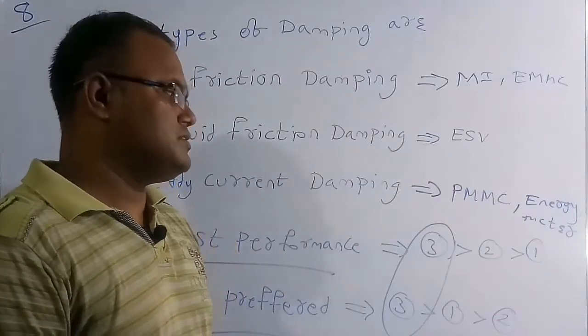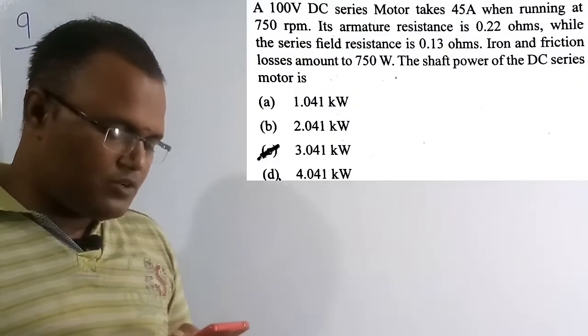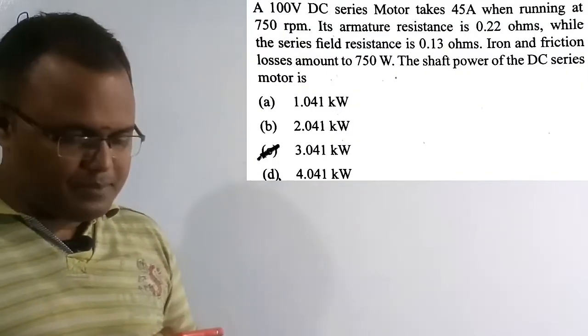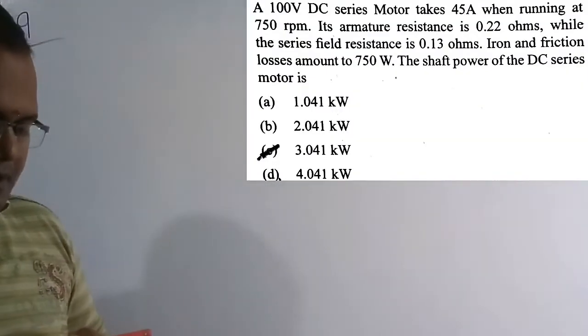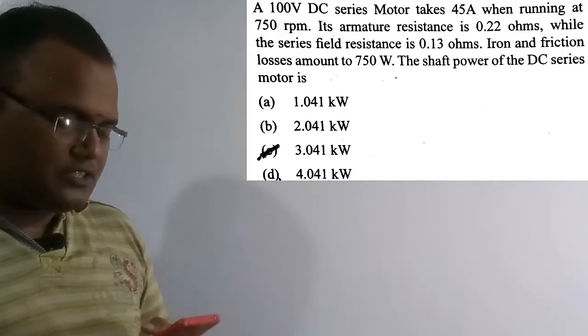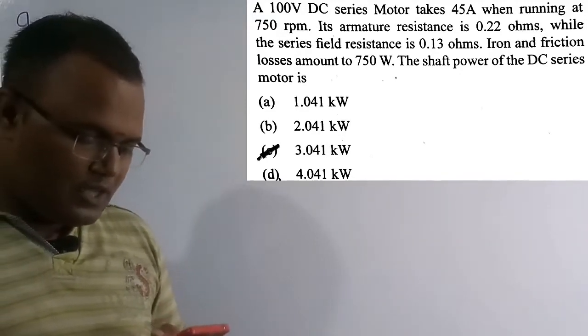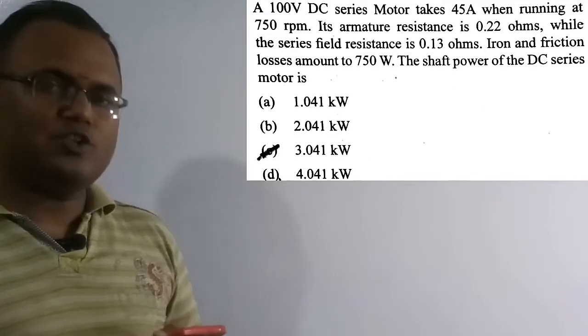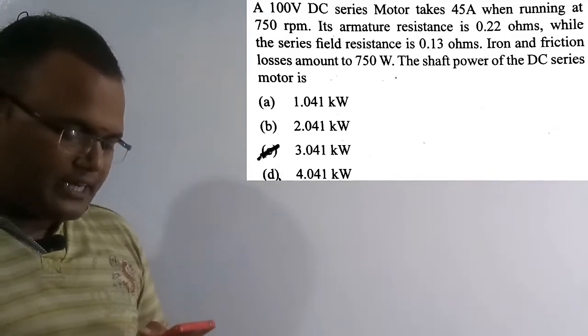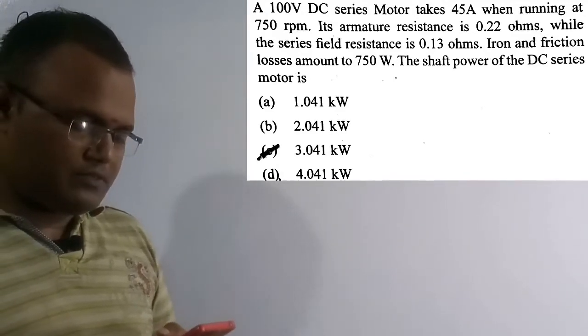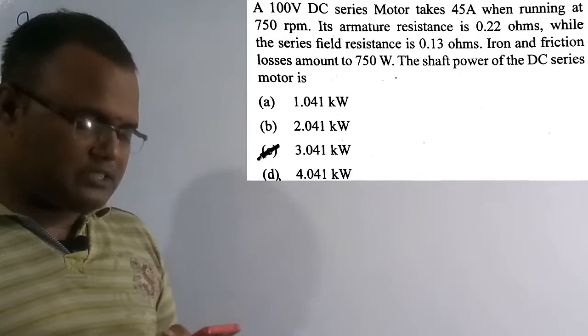Now we are going to solve the 9th question. See the question here. A 100 volt DC series motor takes 45 ampere when running at 750 rpm. Its armature resistance is 0.22 ohms, while the series field resistance is 0.13 ohms. Iron and friction losses amount to 750 watt. The shaft power of the DC series motor is?